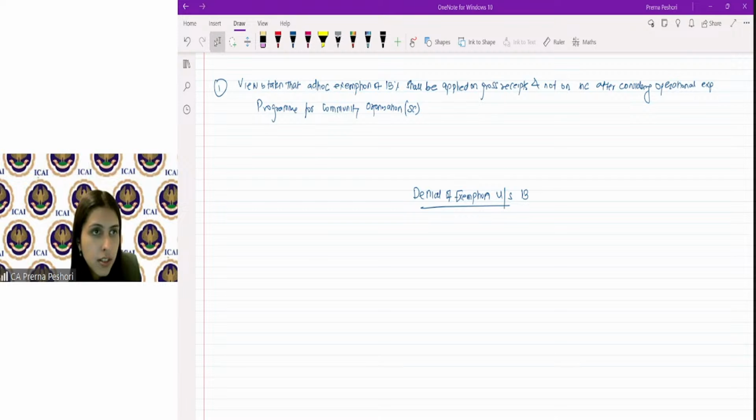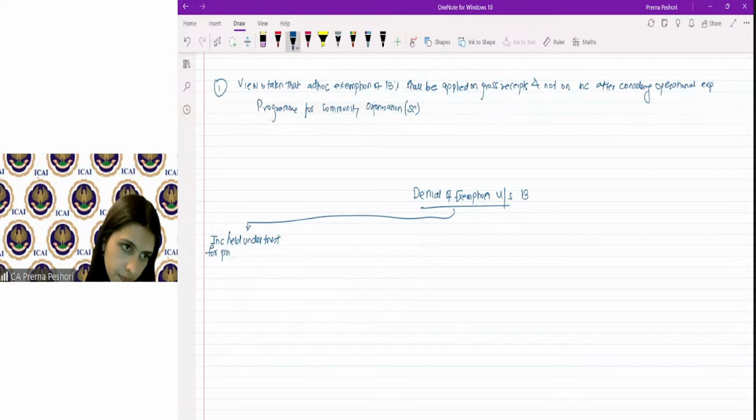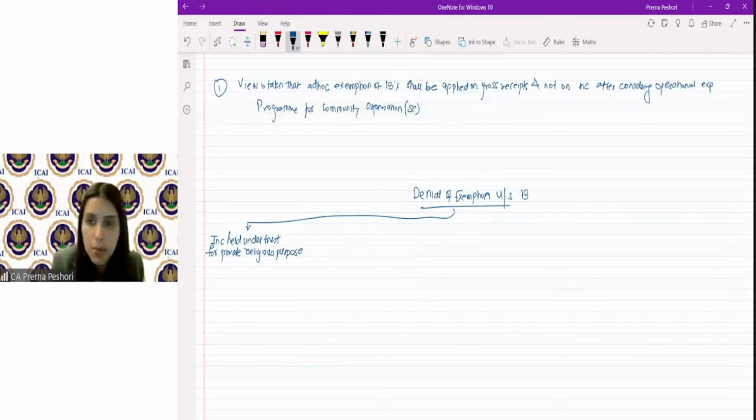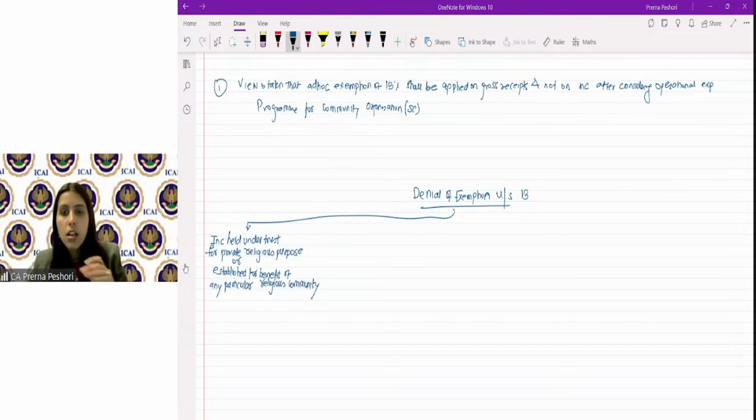Income held, the first situation in which the denial will happen, the income held under trust for private religious purpose or established for benefit of any particular religious community. Okay.